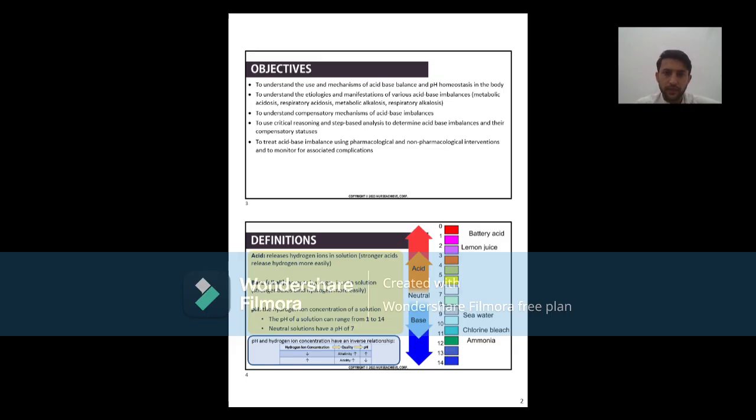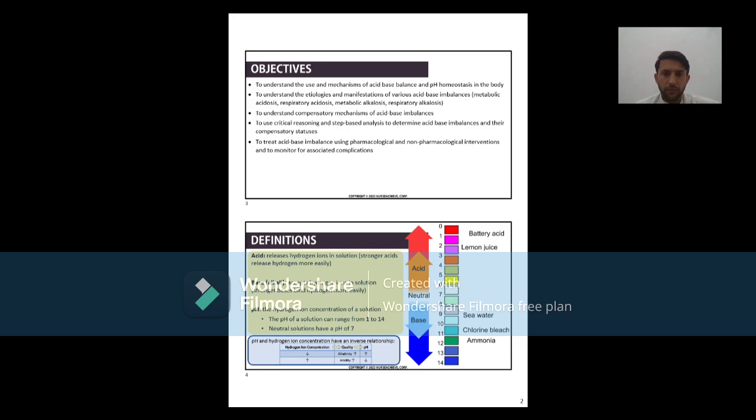If we can simply define the acid, an acid is defined as something that releases hydrogen ion in solution. A stronger acid releases more hydrogen ion. A base accepts hydrogen ion in a solution. A stronger base binds to hydrogen more easily. This is the scale on which we measure pH. It starts from 1, the acidic environment, to 14, the basic environment.